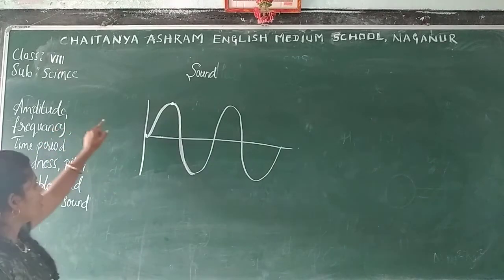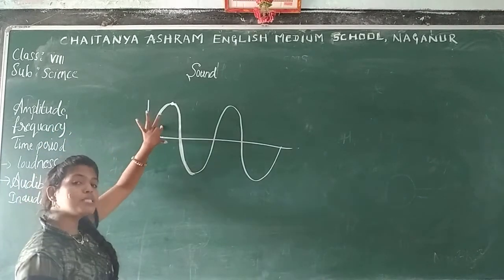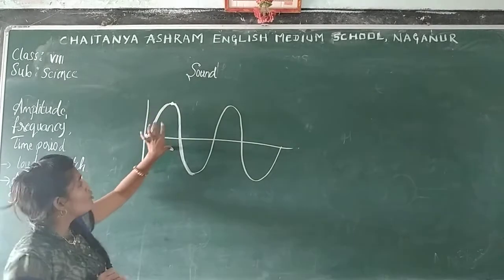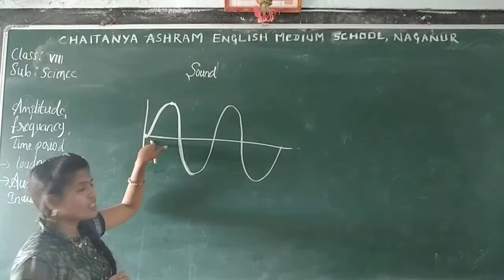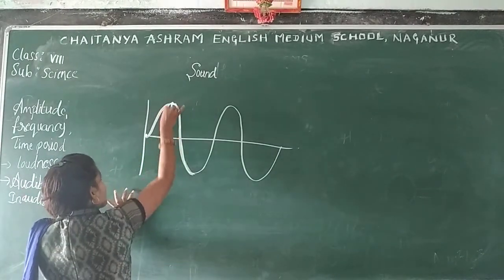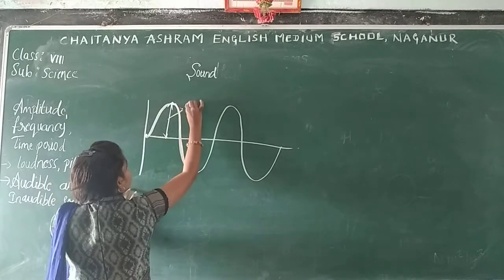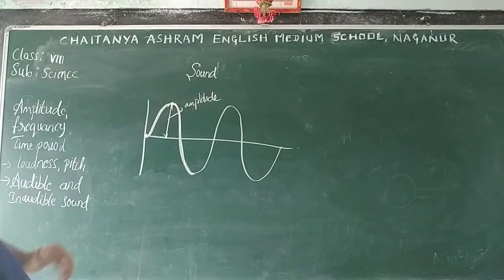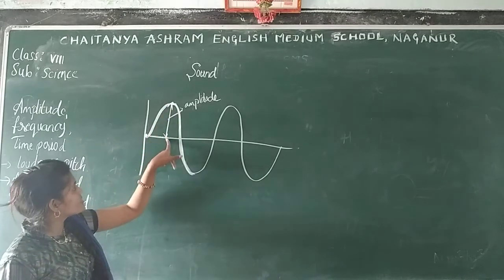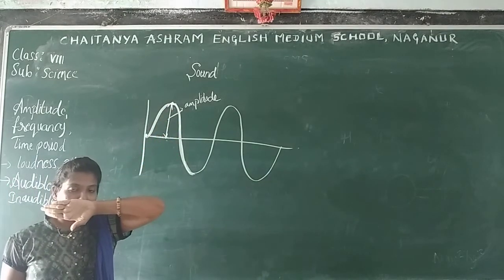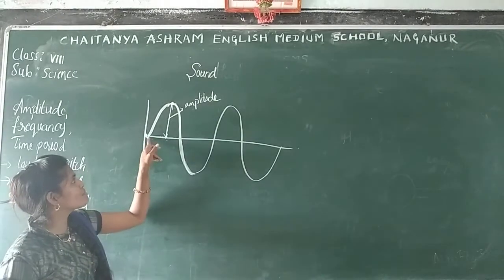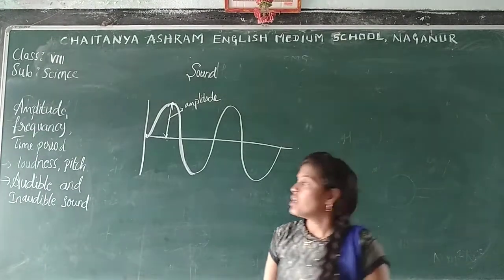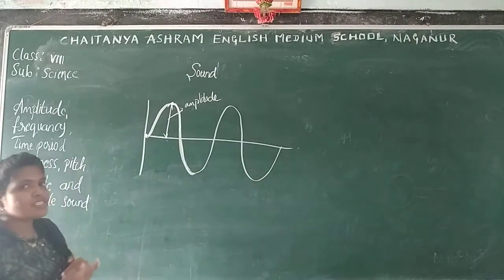So amplitude means the maximum displacement or distance moved by the particle from its mean position. This we call amplitude. Amplitude means the maximum distance covered by the particle from its mean position. So the vibrations are higher.